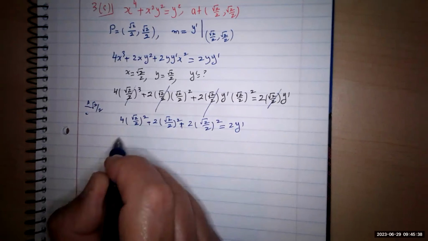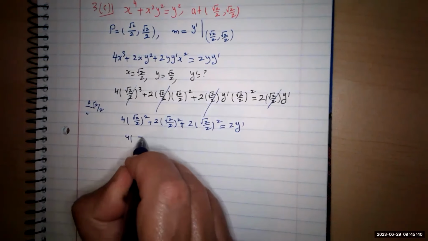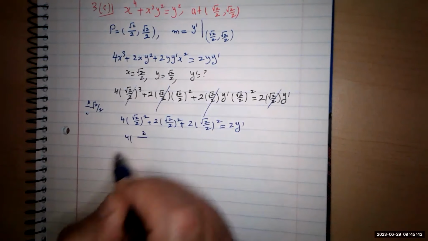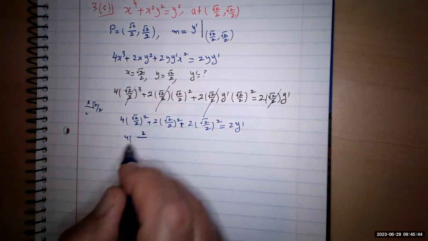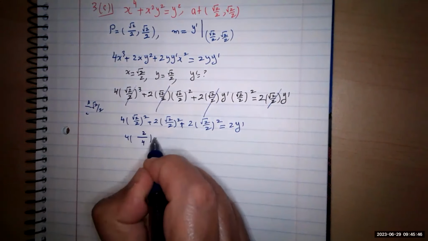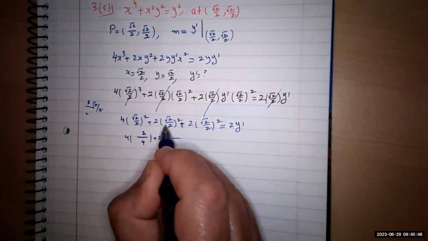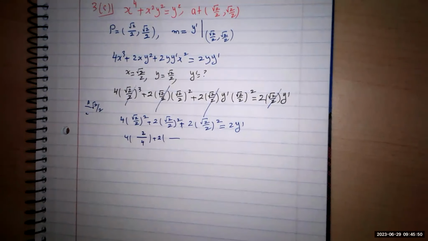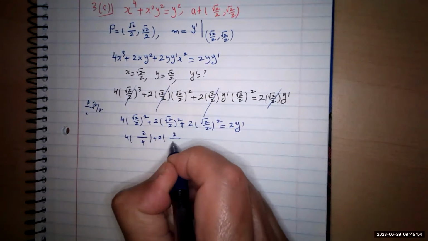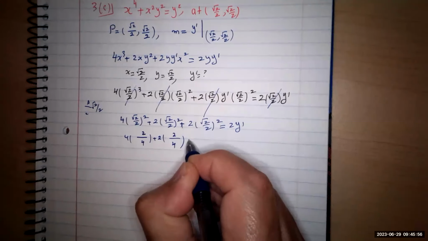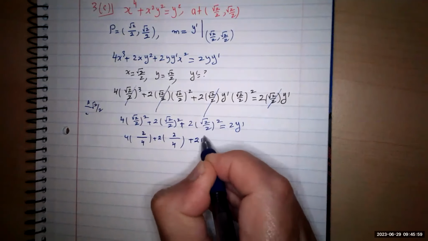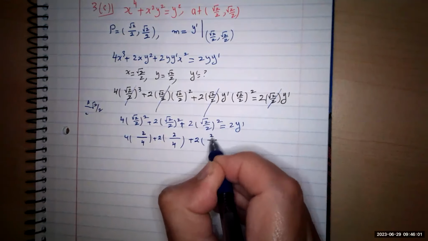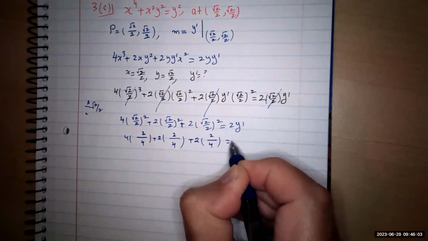Now, simplify this one. Radical 2 squared, you lose the radical. The bottom one, 2 squared, would be 4, plus 2 times radical 2 squared, which would be 2, because radical 2 squared is radical 4, which is 2. But the bottom one, 2 squared, would be 4. Same thing for this one, 2. And that gives you 2 over 4, and the 2y prime.